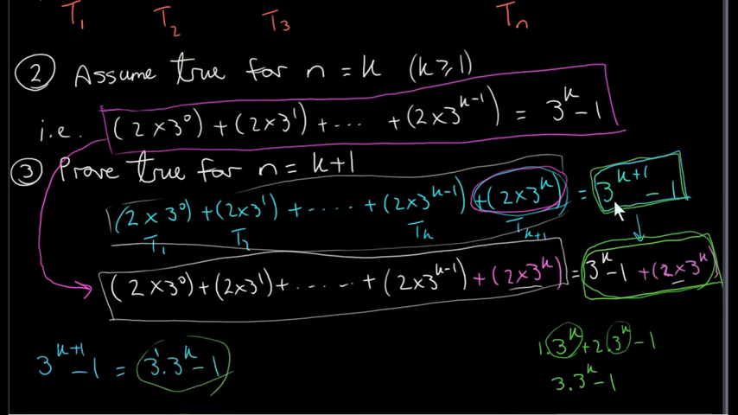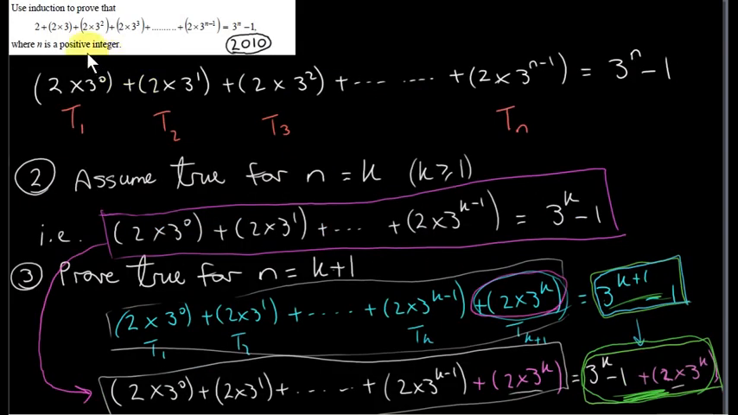So now we've shown that this expression here equals this expression here. So we've shown that if the statement is true for n equals k, in other words, if this is true, then the statement is true for n equals k plus 1. So we've proven this statement here, which is got by replacing n with k plus 1, where we're taking the sum of the first k plus 1 terms. So we've proven that the sum of this series gives 3 to the power of n minus 1, where n is any positive integer.